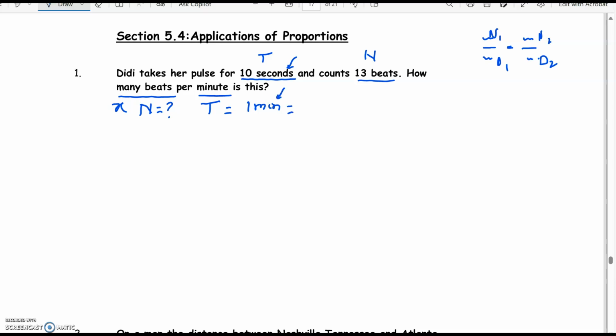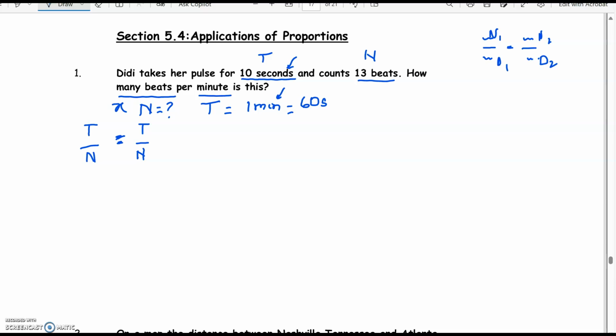So let's just make this consistent with the other measurement of time, which is in seconds. So 1 minute equals 60 seconds. So now that we've understood the question, we know that we're comparing two quantities: number of beats, n, and the time that it takes for the number of beats. So I'm going to set up the equation like this. Let's just write this down: time over number of beats is equal to time over number of beats. So the two sides are ratios and they are proportional.